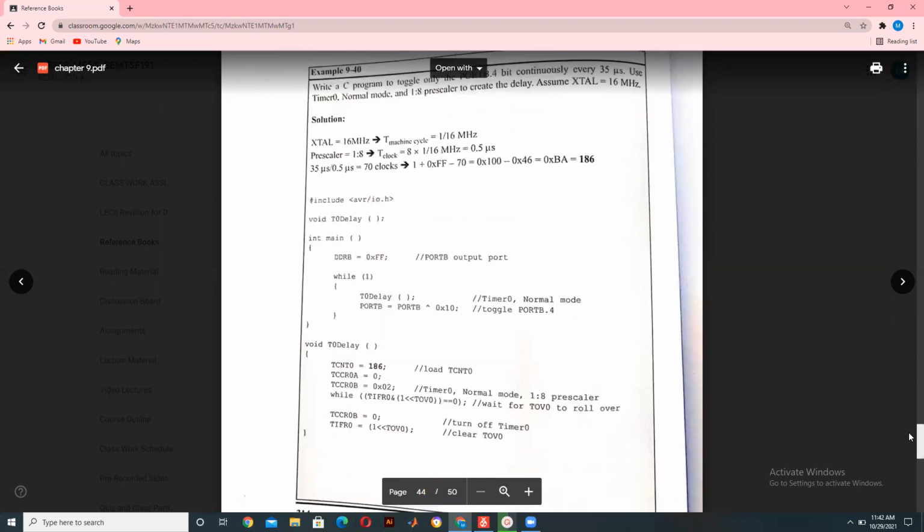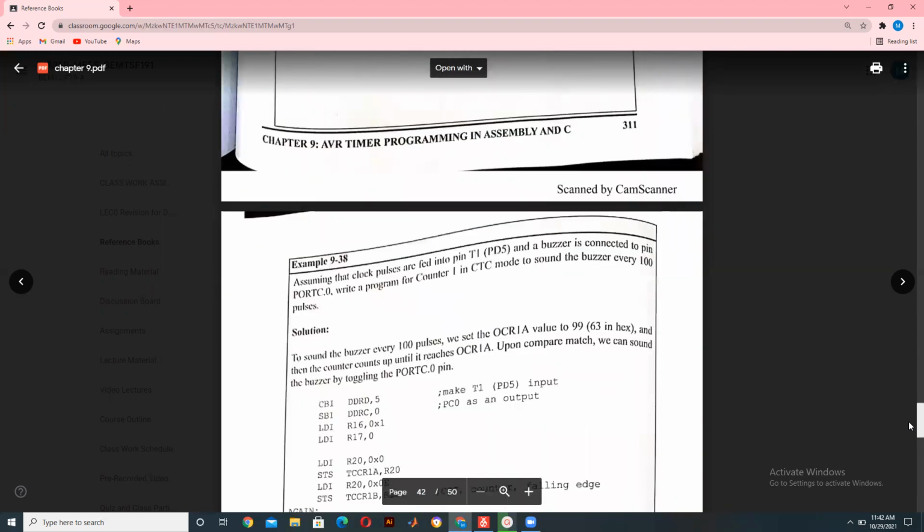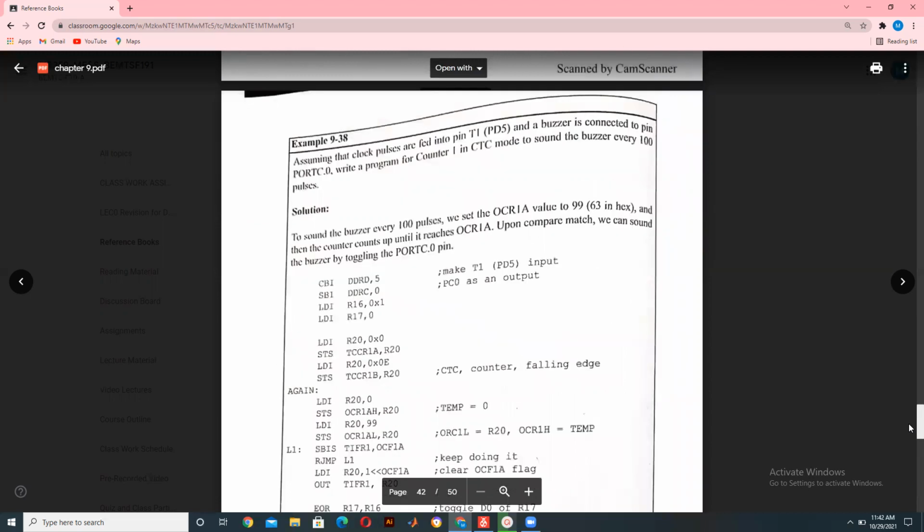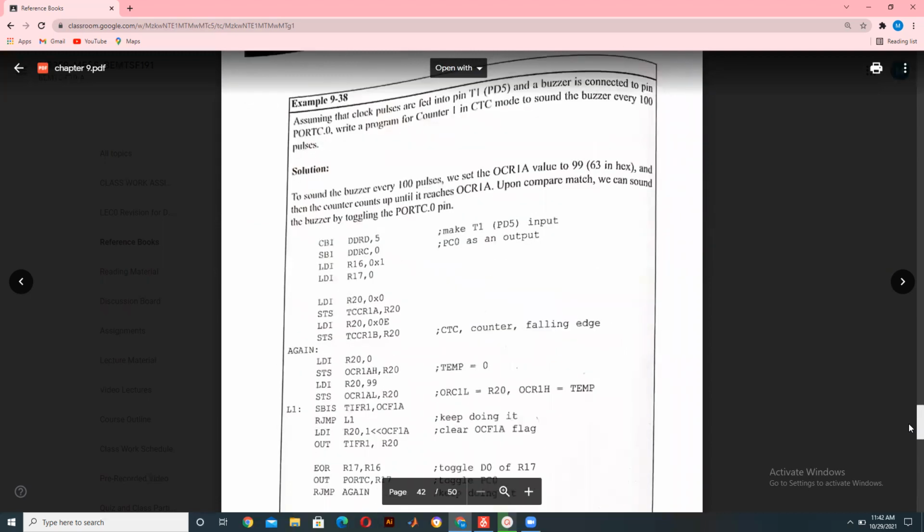Okay, after that, assuming the pulses are fed to a buzzer connected to the pin, write the program for counter 1. Other than that, the code would remain the same as we know. We have 100 pulses, 100 minus 1 is equal to 99, so that is 63 in hex. So we need 63 hex to be loaded.